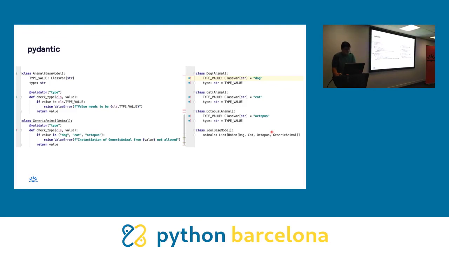Hi, do you know if it supports inheritance? Instead of saying that it's a list of dog, cat, octopus, you can just say it's a list of animals. No, because what it will do is go here and say that the value is not initialized, and it will fail. Okay, cool.